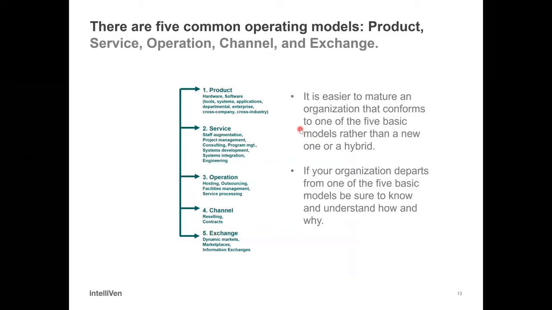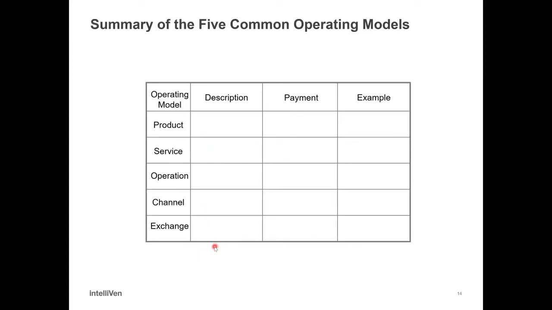And it's easier for an organization to mature its systems if it conforms to one of the 5 basic models rather than a new one or a hybrid. If your organization does deviate from one of these 5, be sure you know why and that it makes sense, and how, so that you can accommodate for it. And we'll go through each of these a little bit in the next chart.